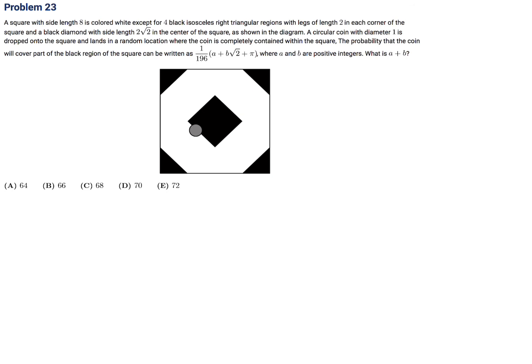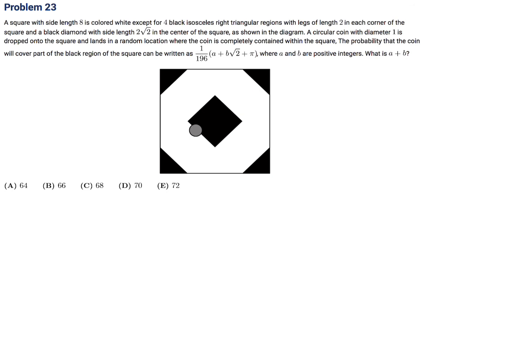A square with side length 8 is colored white except for 4 black isosceles right triangular regions with legs of length 2 in each corner of the square and a black diamond with side length 2√2 in the center of the square, as shown in the diagram.